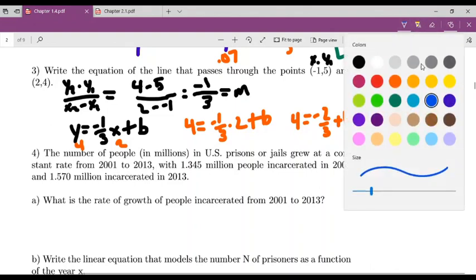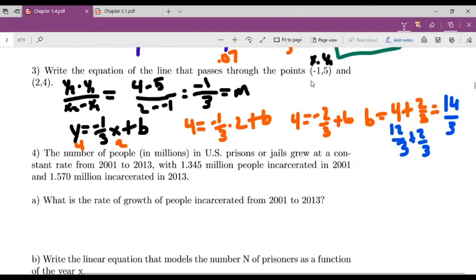And you're like, okay, now we've got our b, we can put everything together, so that your final answer here in slope-intercept form would be y equals negative 1/3 x plus 14 over 3.